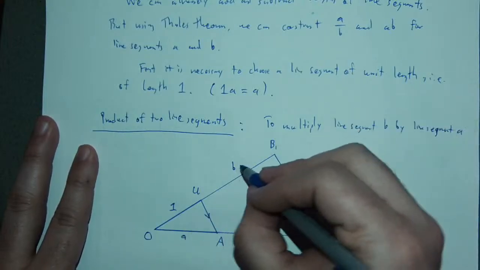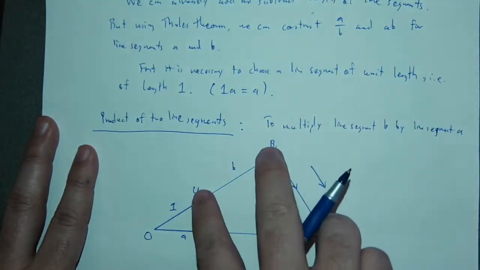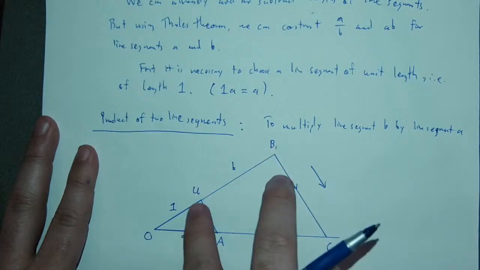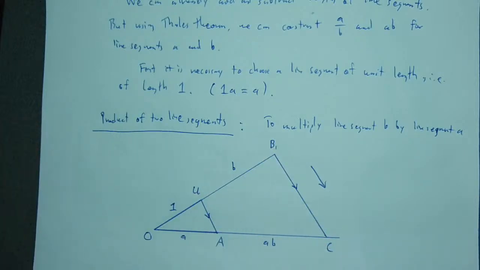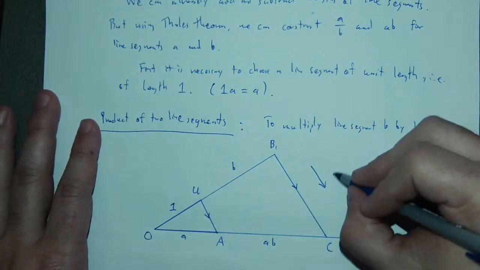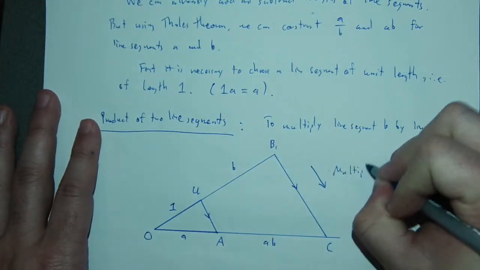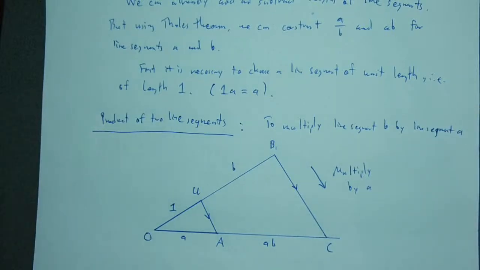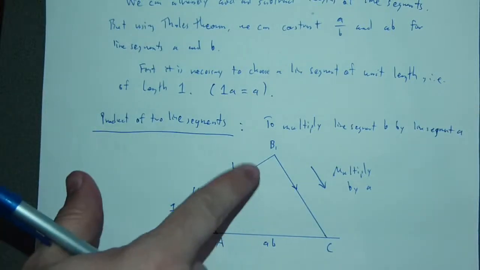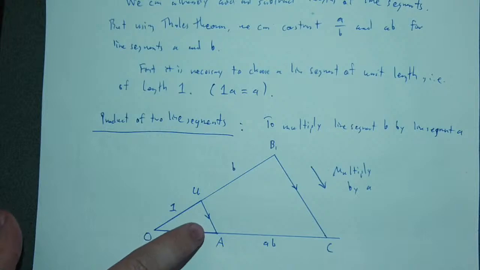So I take line segment B, and to multiply by A, think of moving this down almost along this parallel. I'm not actually moving anything; this is just in the picture. In order to multiply by A, I do this construction in this direction where I construct parallel to UA. The line segment I get from the intersection of that parallel with the extension of OA gives me this product.